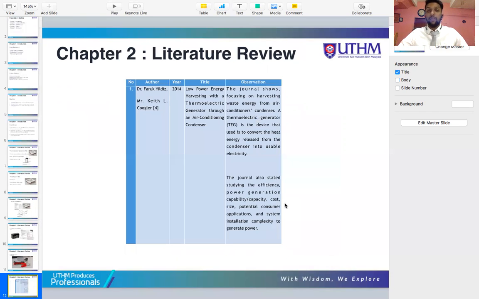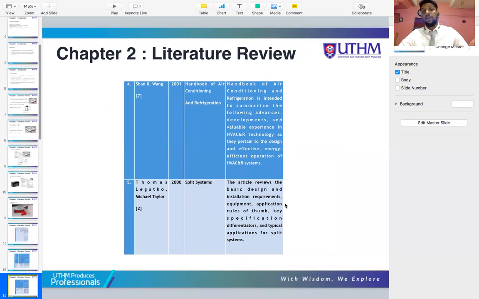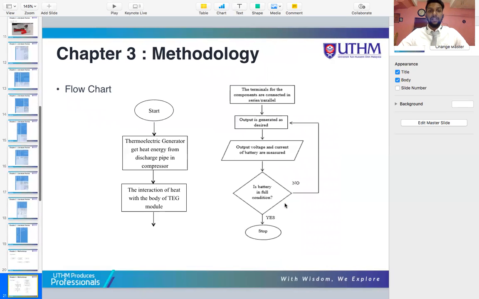Next, this is my comparison of the literature review table. I have a total of 15 literature reviews which are almost the same as my project. What differentiates me from them is that I'm coming up with a socket outlet, which they did not. So that's the advantage of this one.